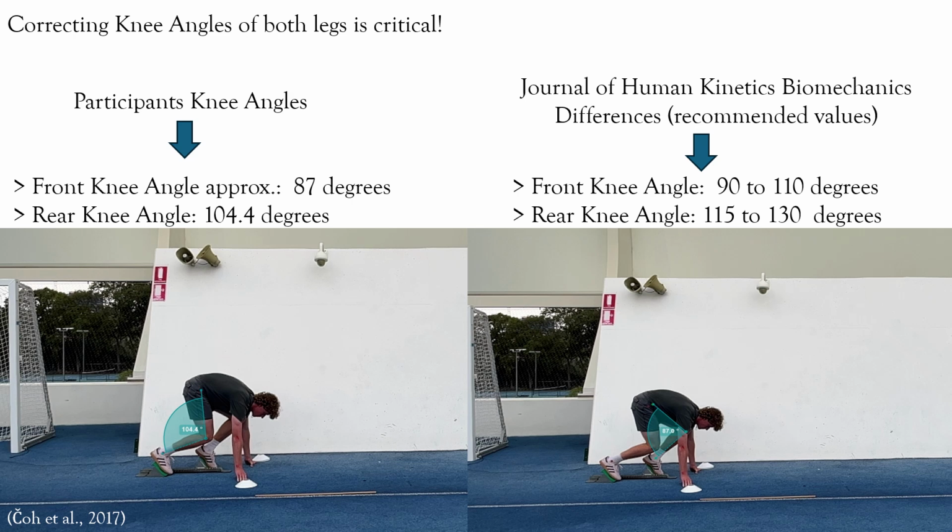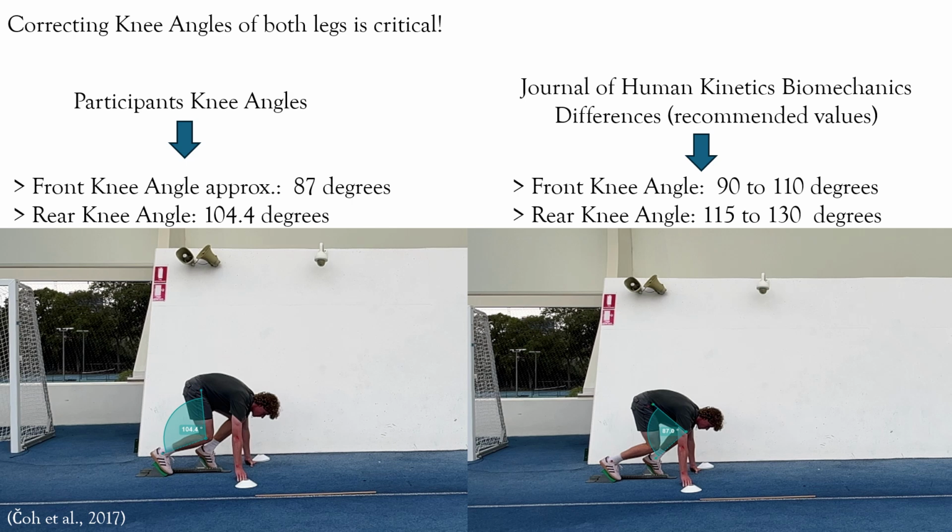In focusing on biomechanical changes to improve performance in the set position, correcting knee angles of both legs is critical. In the set position, aiming to achieve 90 to 110 degrees in the front knee and 115 to 130 in the rear knee is shown to allow athletes to achieve the best possible sprint starts out of the blocks.